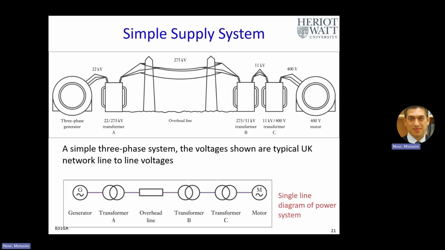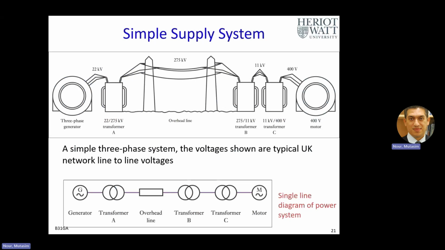The voltages shown are typical in the UK. When we say that these are the values, 22 kilovolt. We have a three-phase generator, normally a synchronous generator. Step up, the transformer A, we call it step up. Again, why do we need to step up the voltage? Reduce losses, exactly. I squared R losses.